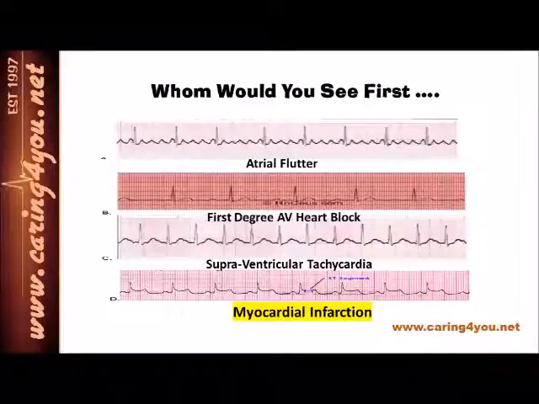They're going to have all 4 strips and ask you which would you see first. And you, of course, would want to see the myocardial infarction first. That would be your 3rd-degree AV block, which leads to a heart attack, right? So this is an example of whom would you see first if the NCLEX gives you 4 strips.